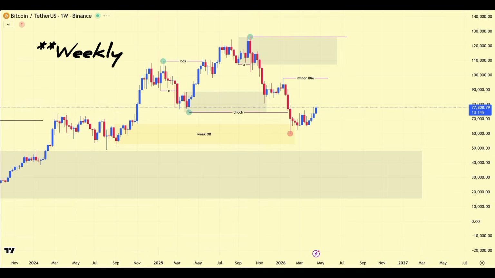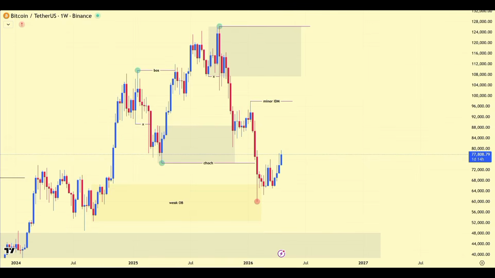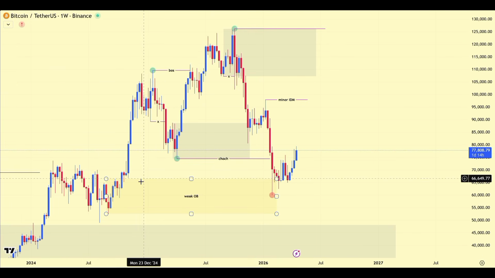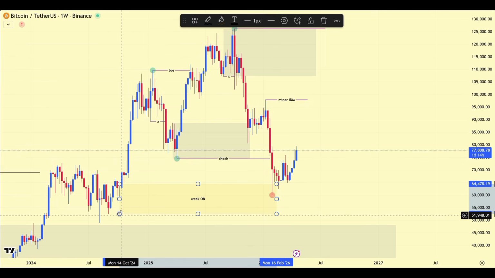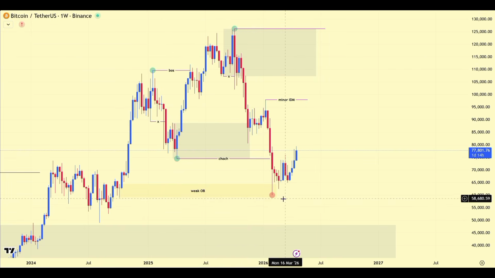So let's get back to the monthly time frame. At least now we know that price is reacting from a weak order block. If I refine this order block so that it matches the weekly, we can get it right there. And that's the weak order block that price is reacting from. So right now we have our structure, a change of character, a break of structure. This is the minor inducement. And right now we usually know that we don't sell or buy before the inducement takeout. So in this case, we can clearly see that price is heading towards this smart money trap.